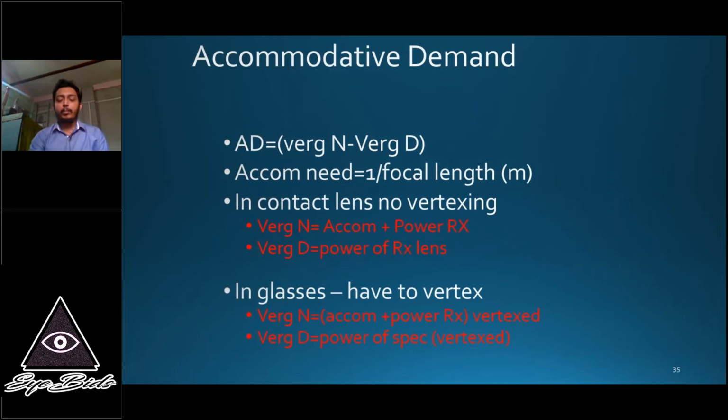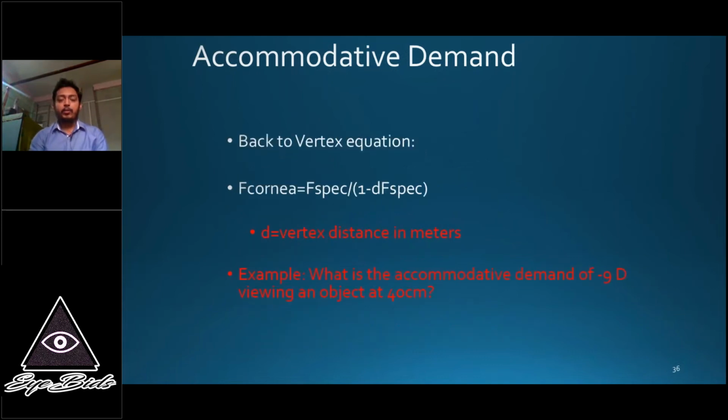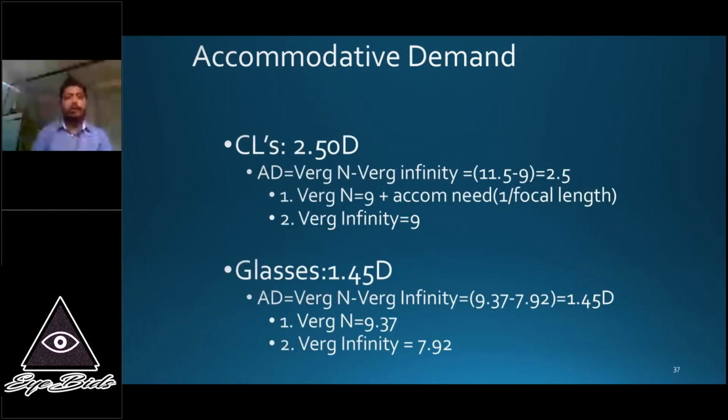So we'll take an example. What should be the accommodative demand if anybody is having minus 9 diopter and viewing at 40 centimeters of distance? Okay, so for the contact lens it is 2.5 and for the glasses it is 1.5. How is it 2.5? It is the vergence of the near minus the vergence of infinity, meaning the vergence of the distance.